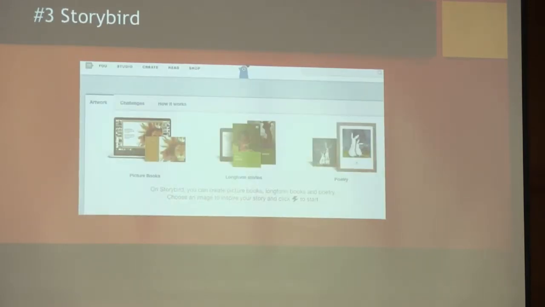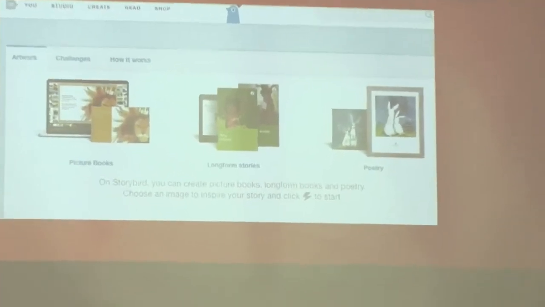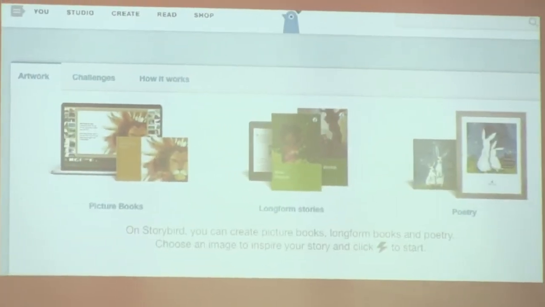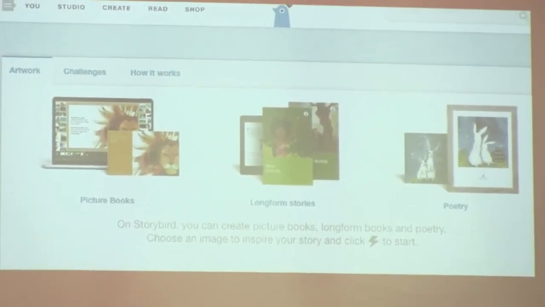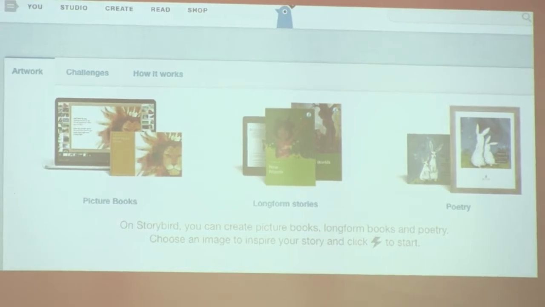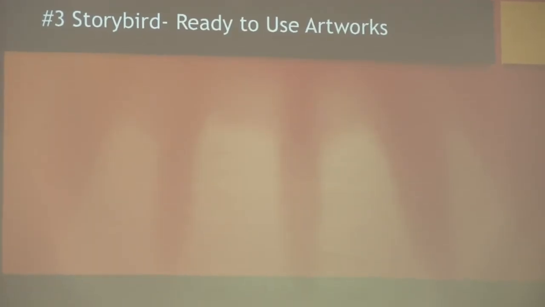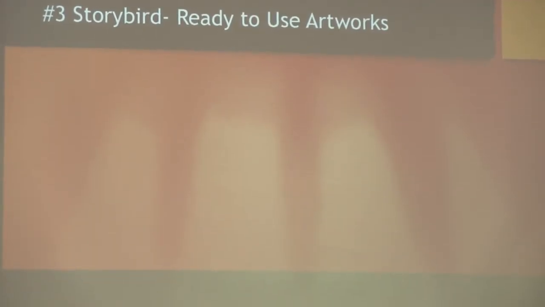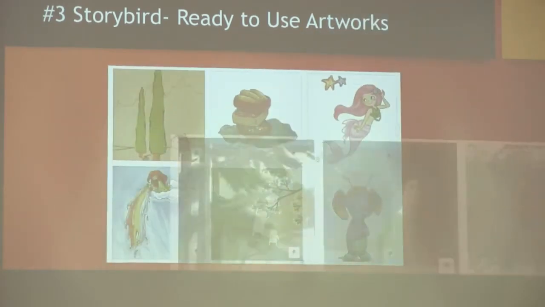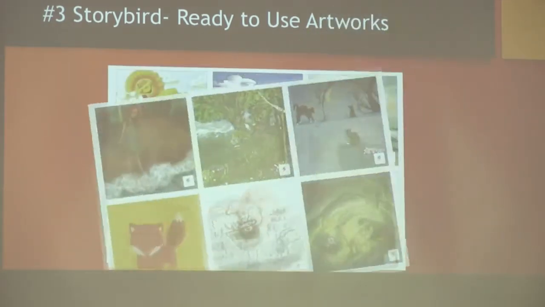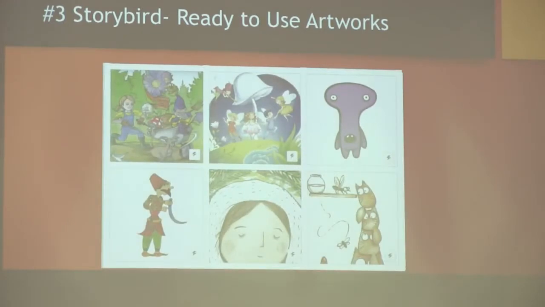And the third one is Storybird. I used different apps for my students to do Chinese writing, but they spent a lot of time drawing instead of writing. So I found this online and I really like it. They provide several different illustrations already made, so your students don't have to draw anymore. So they can focus their time on writing the target language.